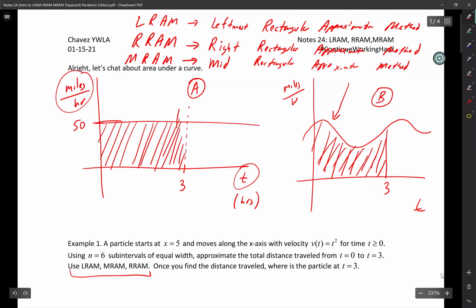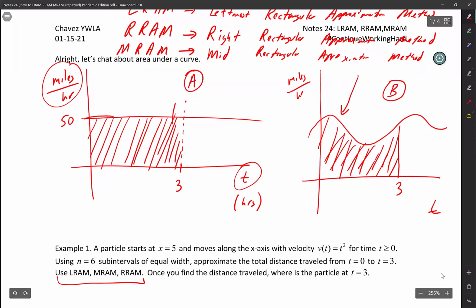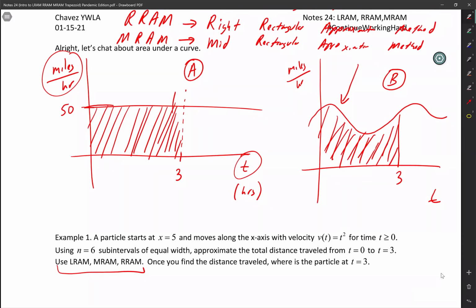There is one more type of approximation. We will do that one sometime next week. The one that we're missing is trapezoidal. And guess what? We're going to use trapezoids. It's in the name, trapezoidal.